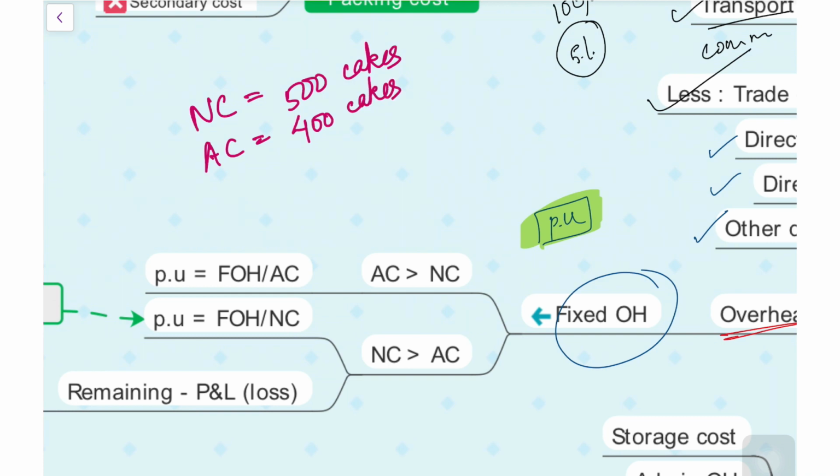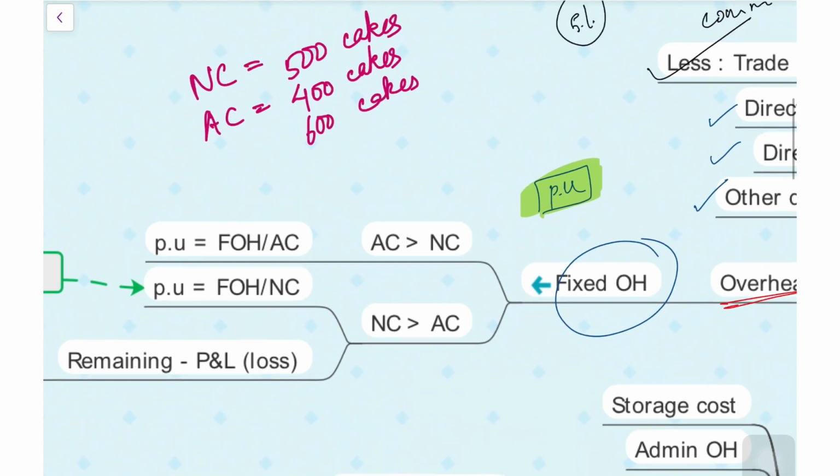You can also produce lower and it can also be higher. It's not that you will only produce lower. You can also produce 600 cakes. Correct? Okay, so let's take these two cases. Now talking about the first case where your actual quantity is more than your normal quantity. You thought that normally you can only produce 500 cakes, but something so efficient happened that you were able to produce how much? 600 cakes.